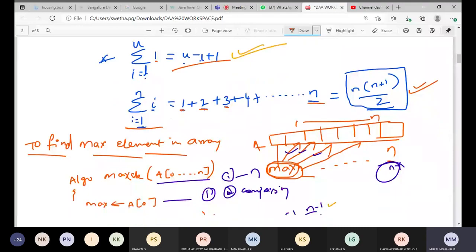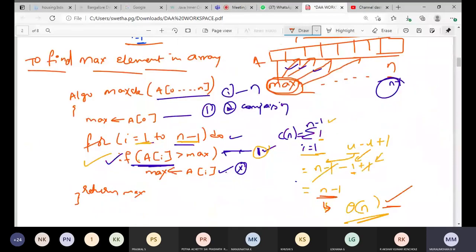So what does the example say? The example is to find the maximum element in an array. Suppose an array is given; let us take 5, 6, 9, 4, 10, 15, and 50. How do we find the maximum element? First we store A of 0 as the maximum element. So initially max is equal to A of 0, that is 5.